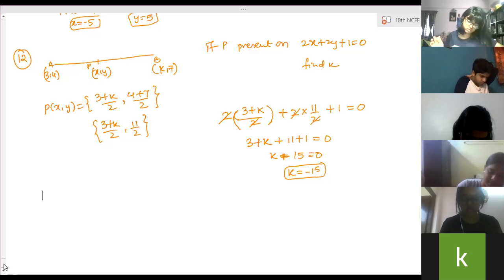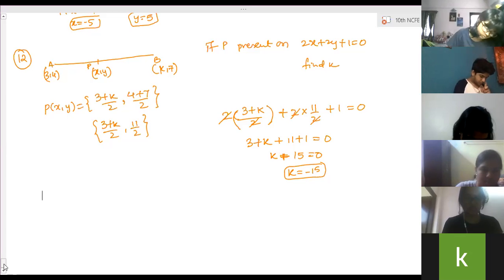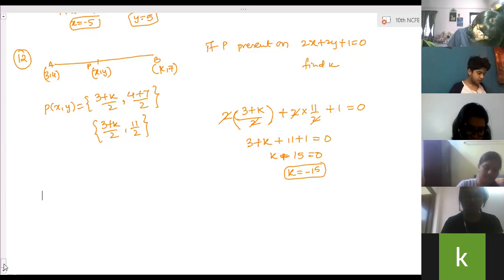What is the midpoint formula? x1 plus x2 by 2, and y coordinate, y1 plus y2 by 2. So how much time is needed? First find out PQR or DEF, whatever it is. And then find out the AD distance, A and the midpoint of BC. Find out the distance.